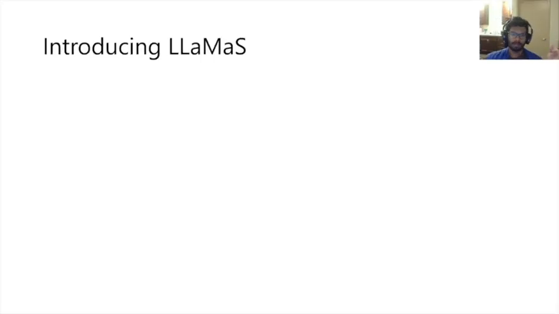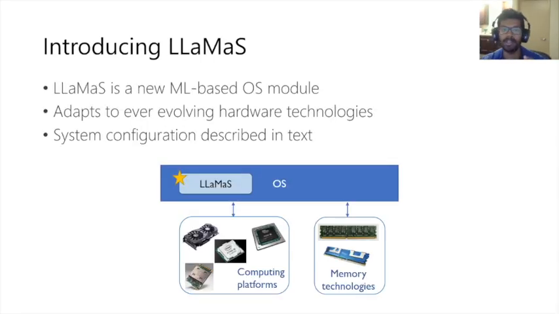To solve that problem, we propose LLaMaS, which is a machine learning-based operating system module that aims to adapt to evolving hardware technologies. Now, integrating a new device into the system is as simple as describing the system properties in text. So what exactly is LLaMaS?